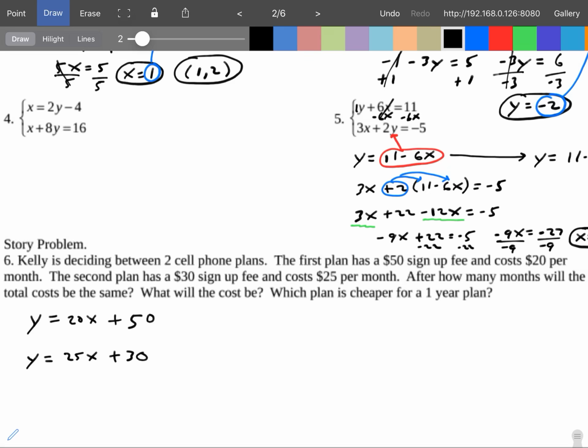Let's make a quick note on what these variables are. x is the number of months. Hopefully you can read that. And then y is the total cost.